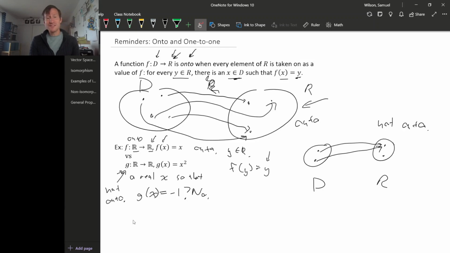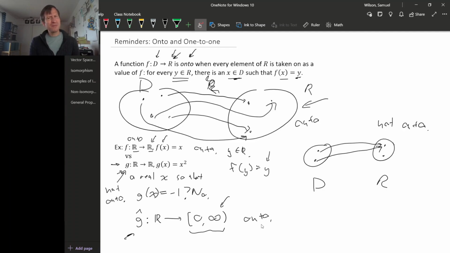But notice that if we slightly modify this function, so I'm going to call this modification g hat, so that its domain is real numbers and its range is numbers from 0 to infinity, not including infinity, this is onto, right? Because by throwing away the negative numbers in the range, now when we ask for every value in the range, is it produced as an output? Well, we've thrown away the ones that aren't produced as outputs, so everything that's left is produced as an output. So g hat is onto, but g is not onto, right?